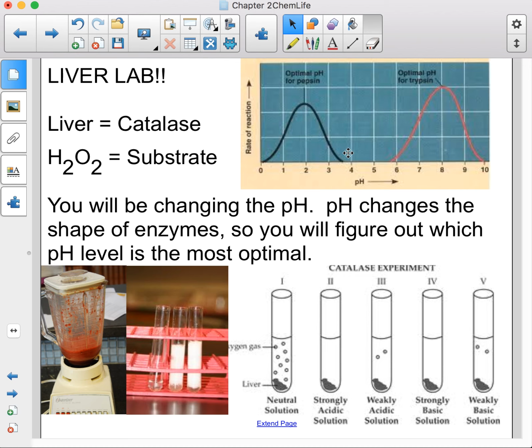This top diagram looks at pepsin, which is an enzyme found in your stomach. And you can see that it works best at a pH of 2 and not so much at pH 4 or even extremely acidic 0. So, even things that thrive in acidic environments have an optimal pH. Same thing with trypsin, pH of 8.